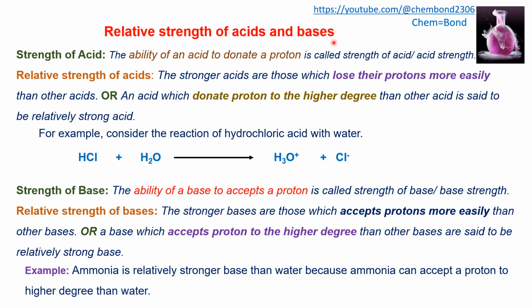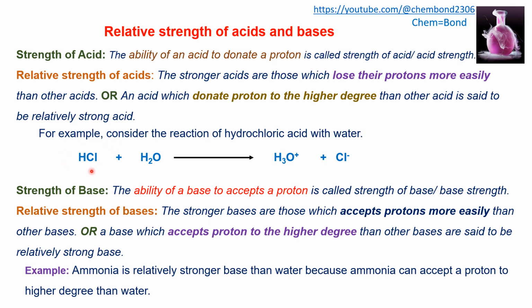Relative strength of acids and bases. Strength of an acid and relative strength of an acid. Strength of an acid is the ability of the acid to donate a proton. Relative strength of an acid is the relationship of the acid strength of one acid with another acid. The stronger acids are those which lose their proton more easily than other acids. So it is a relative term. It means acid strength is related to the strength of other acids, and an acid which donates a proton to a higher degree than other acids is known as a relatively strong acid.